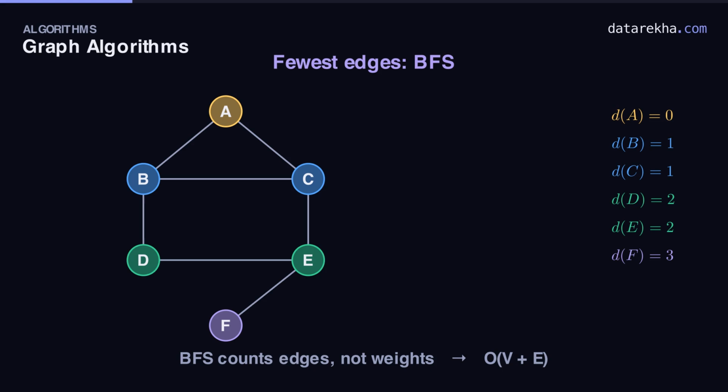But notice, it counts edges, not weights. The moment roads have different lengths, fewest edges is no longer shortest distance. For that, we need something cleverer.